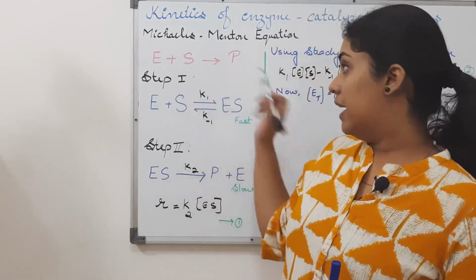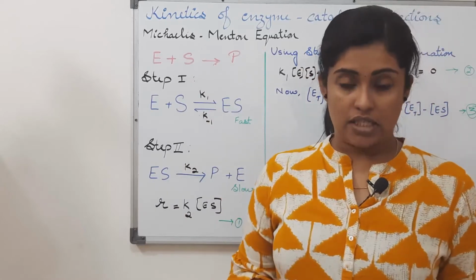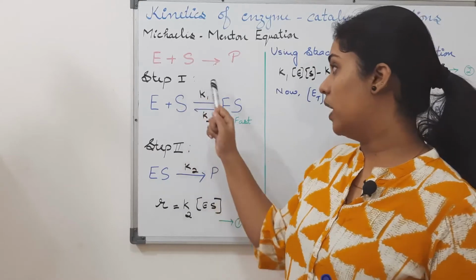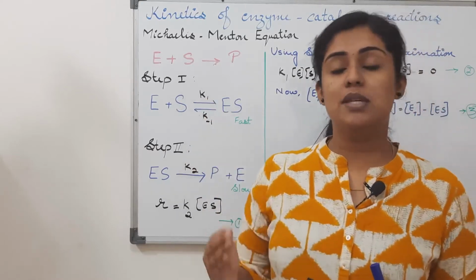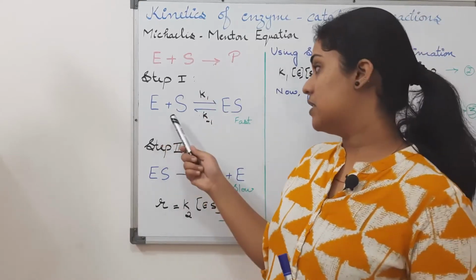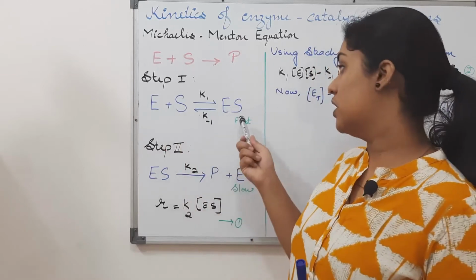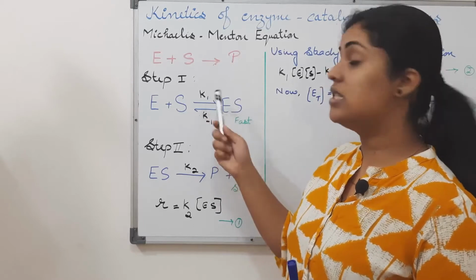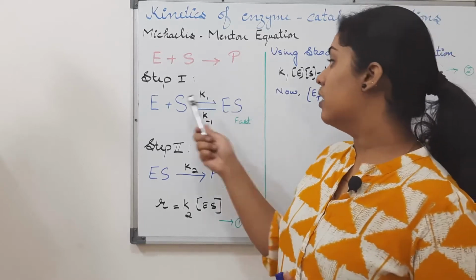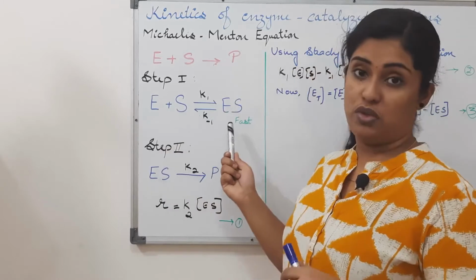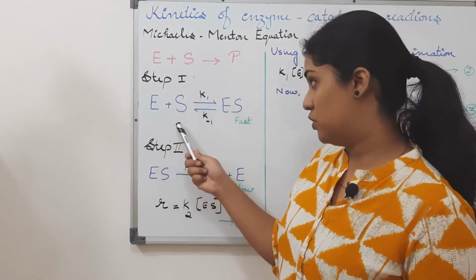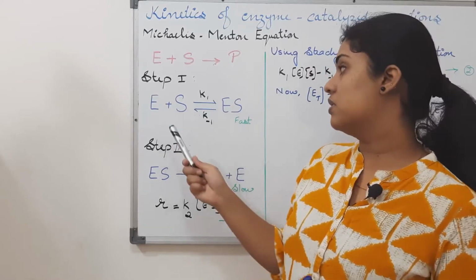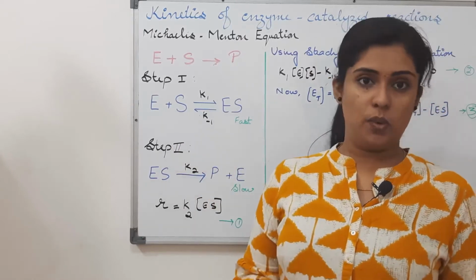This particular reaction is not a single stage reaction, rather it occurs in two different steps. Step 1 is the formation of an enzyme substrate complex. My enzyme and substrate react to form an enzyme substrate complex, ES, and the rate constant for this reaction is termed K1. This is a reversible process where my enzyme substrate complex can revert back to the enzyme and substrate as individual components, and the rate constant for this reverse reaction can be written as K-1.